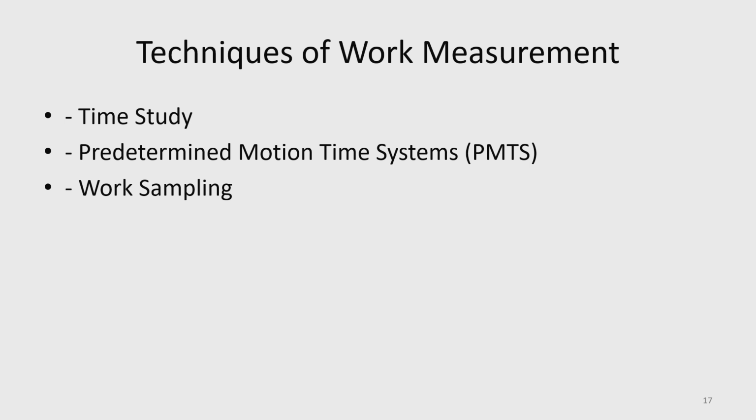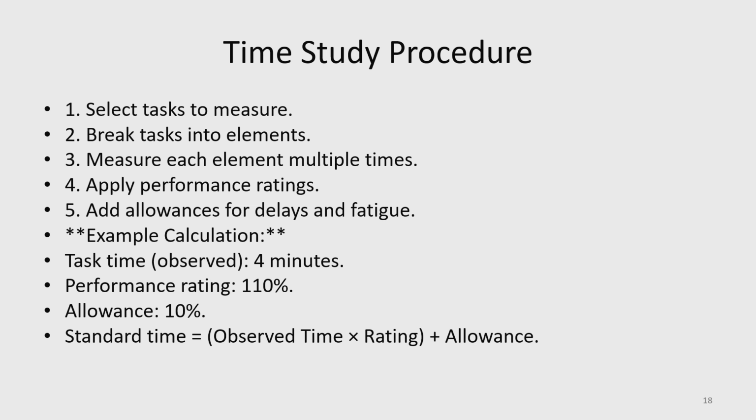We will tell more detail about work sampling in a subsequent lecture, but here we focus a little on the time study part. The time study procedure is to select the task to measure. First you select a task, then break it into elements. The task is comprised of, say, 5-6 elements. Then measure each element multiple times, then apply performance ratings. You may be doing a time study on a very efficient person whose performance rating may be 2, compared to a normal person's rating of 1. Naturally he will do the work much faster, so you have to compensate for that.